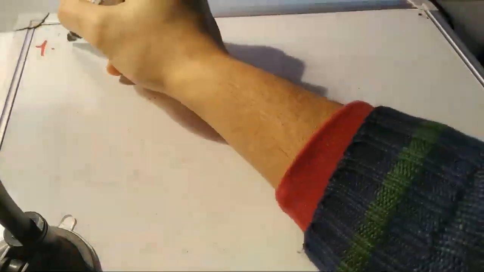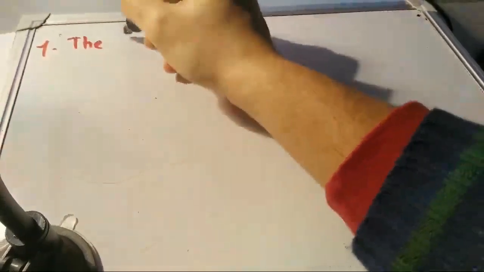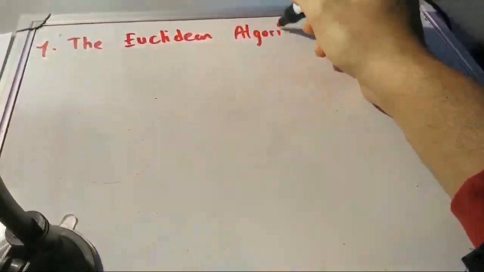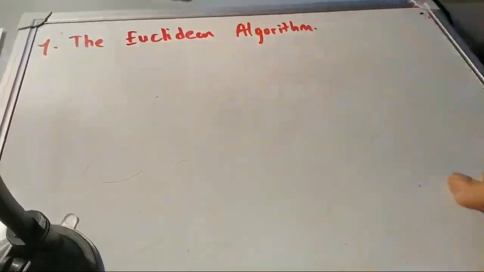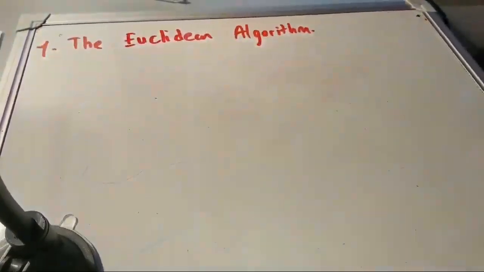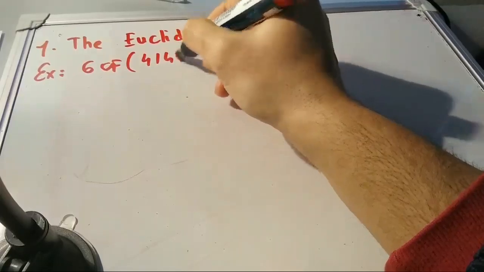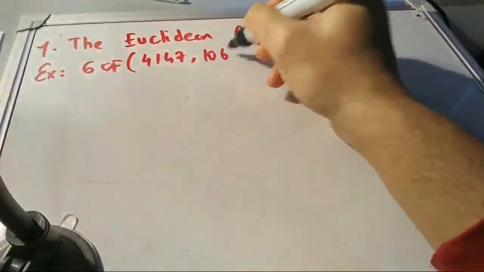Okay, the first is the Euclidean algorithm. In this section, I describe a systematic method that determines the greatest common factor of two large integers. This method is called the Euclidean algorithm. For example, the greatest common factor of 4147 and 10,672.